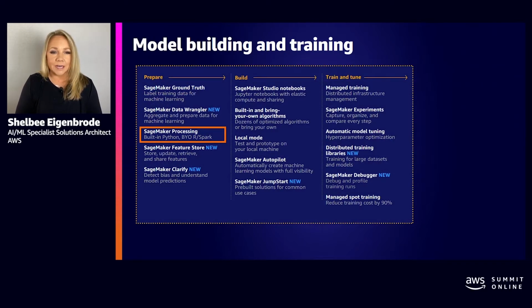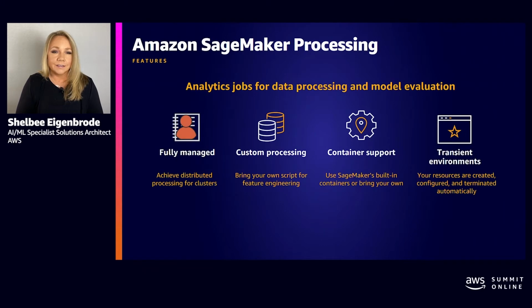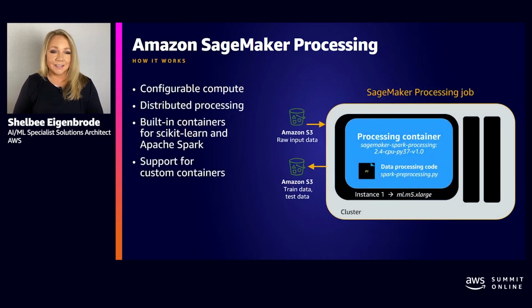Amazon SageMaker Processing provides managed on-demand compute environments for your data preparation and even your model evaluation tasks. SageMaker Processing provides transient environments with full flexibility in what you choose to run inside those environments, because you can either take advantage of built-in containers for Apache Spark or scikit-learn, or you can also choose to bring your own containers to run a custom environment. So let's take a quick look at how it works.